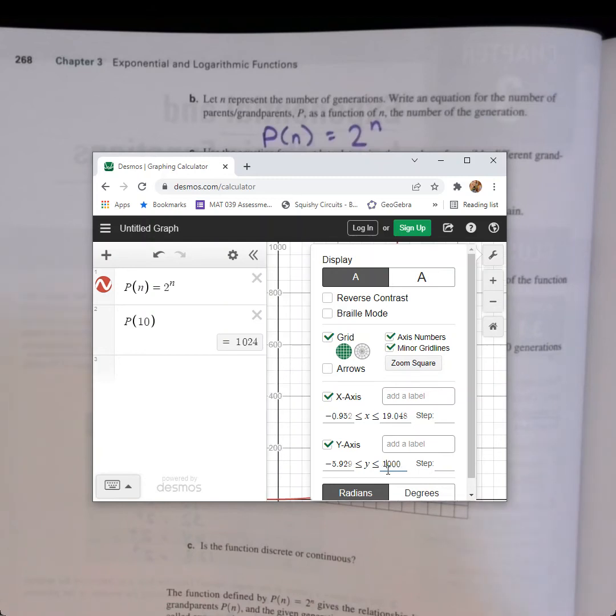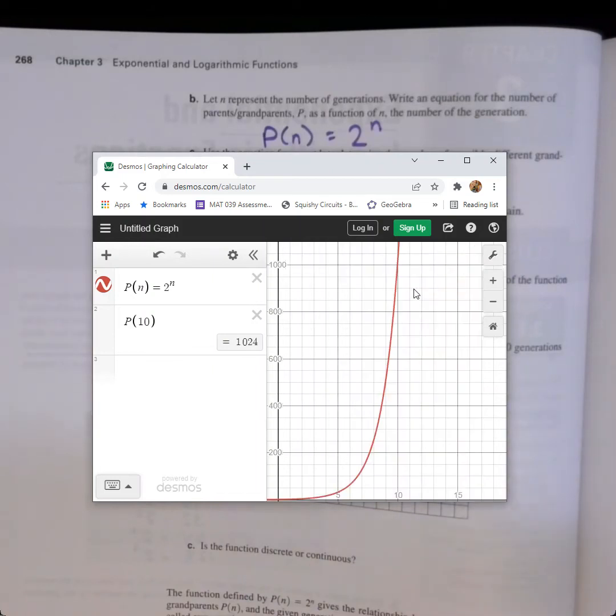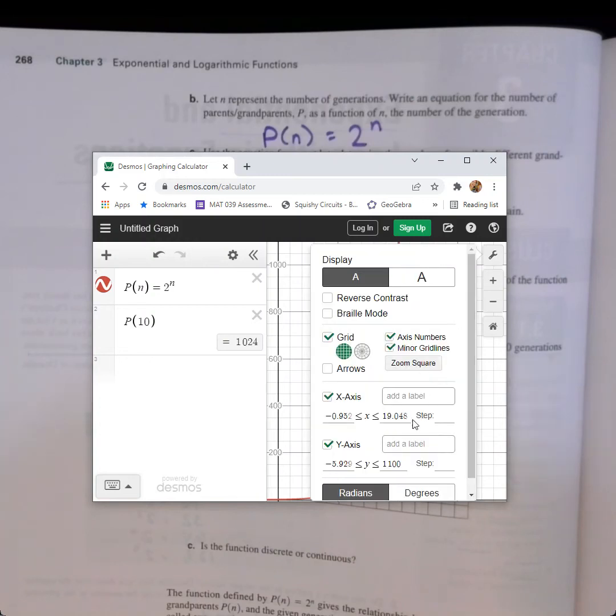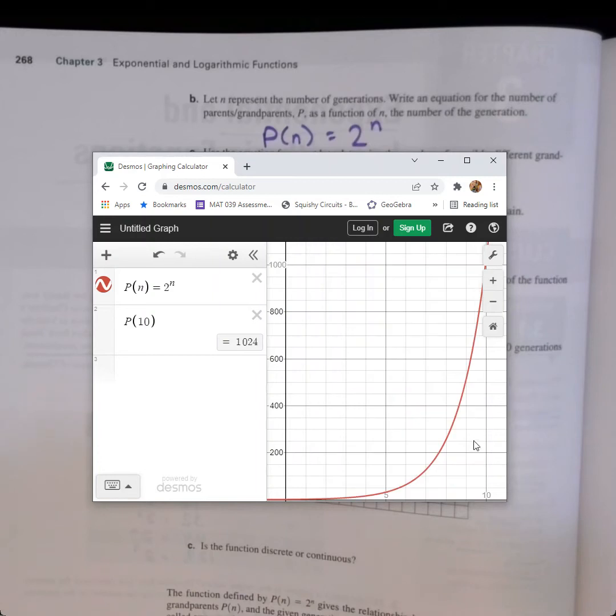Oops, I was trying to get 1,100 here. There. Okay, and I'm going to cut off the 15. I'm just going to manually rescale this to get this to like 11. So it's just bigger than 10, so we can see what this picture looks like.